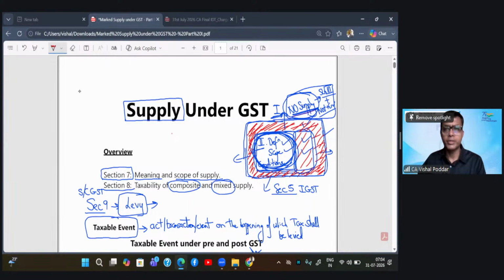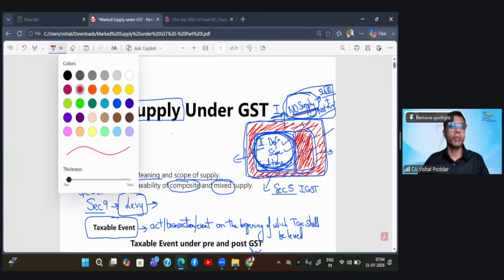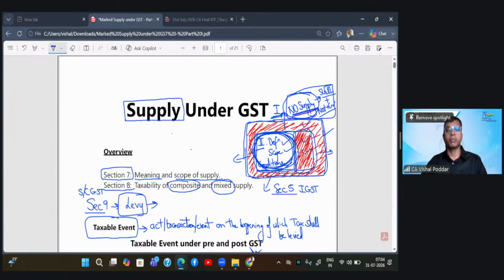Again, you will find some transactions which will not become a supply, but here the reason for these transactions not being regarded as supply is because they do not pass the test of becoming a supply. They do not satisfy the conditions of becoming a supply. Hence, they are not treated as supply. So finally, you are left with this final box, which will be the supply under the GST law.